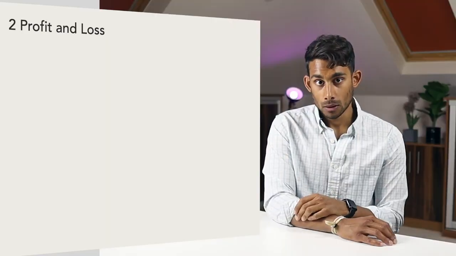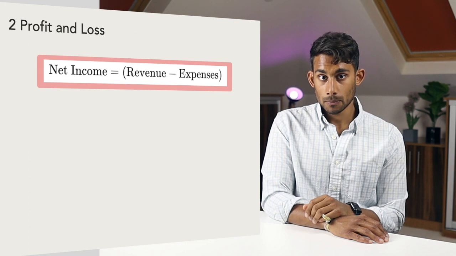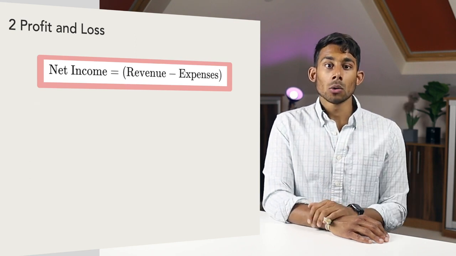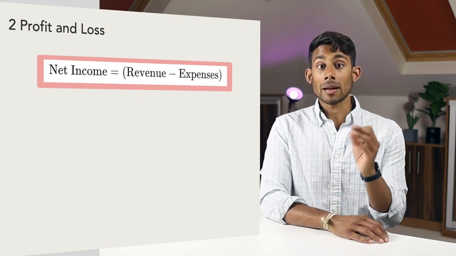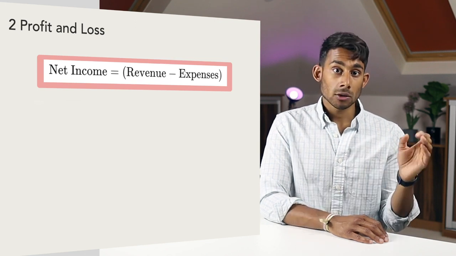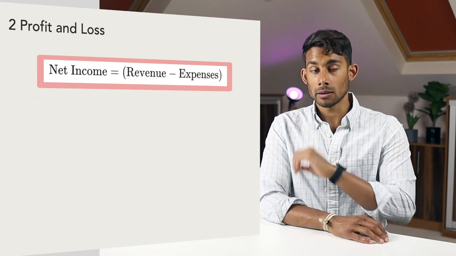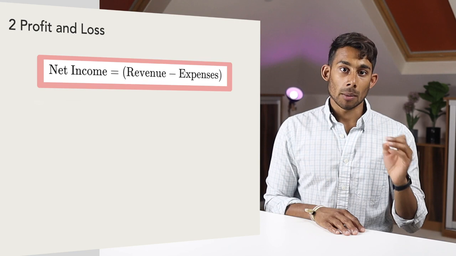Okay, so let's now have a look at the income statement formula and calculation. Net income equals revenue minus expenses. Let's break this down. Number 1, total all revenue or sales for the period. Number 2, total all expenses and costs of operating the business. Number 3, subtract total expenses from revenue to achieve net income or the profit for the period.